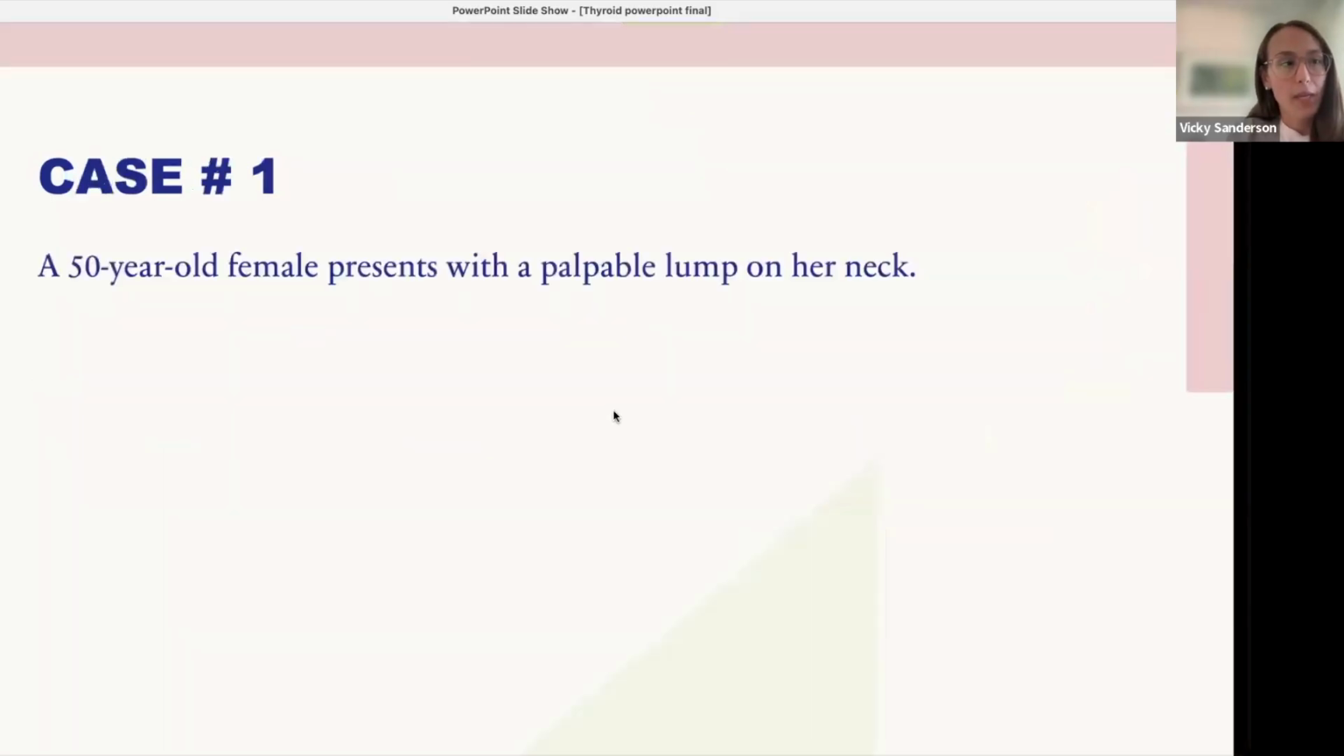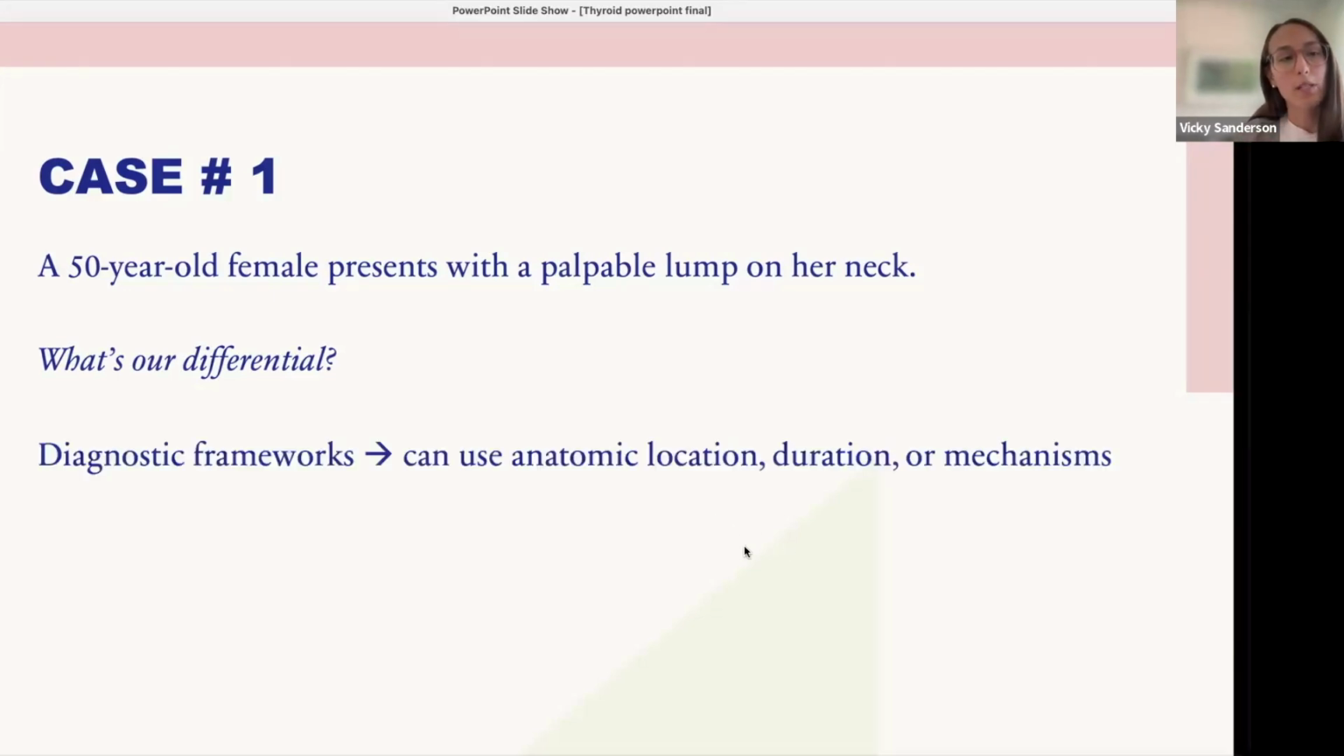So starting with the case, we're going to have a 50-year-old female coming in with a palpable lump on her neck. Okay, so it's palpable by her. You can also feel it. So where do we go from here? How do we make sure that we have a structured approach so that we're not missing those really sinister, sometimes sneaky causes of neck mass?